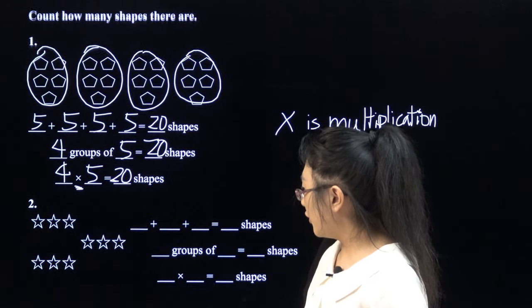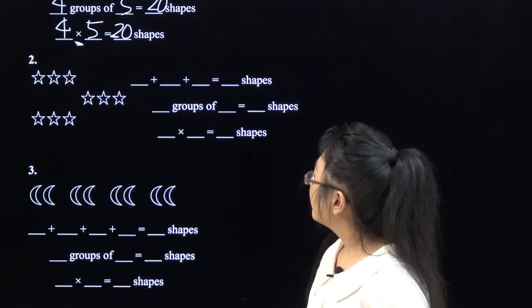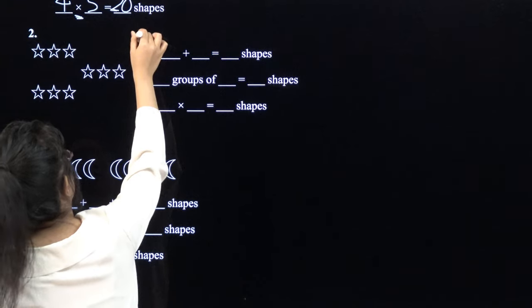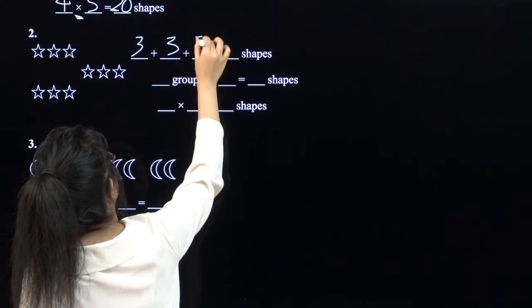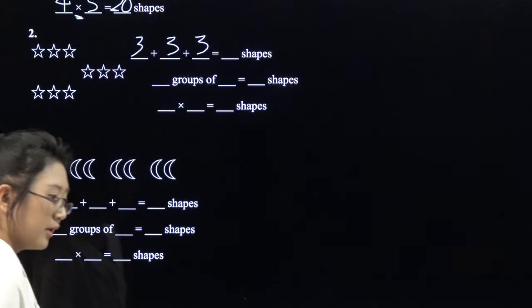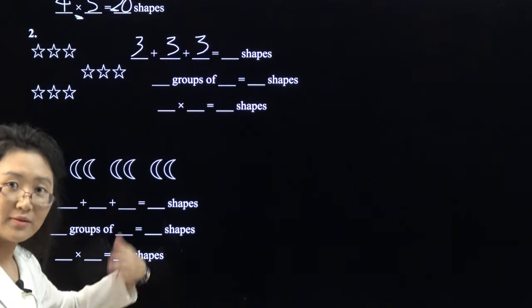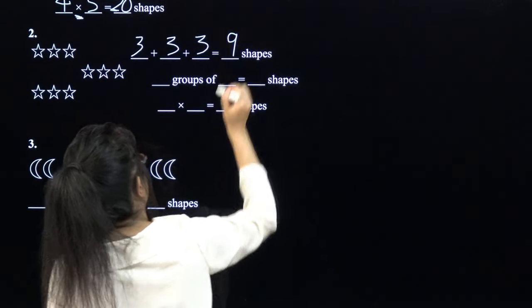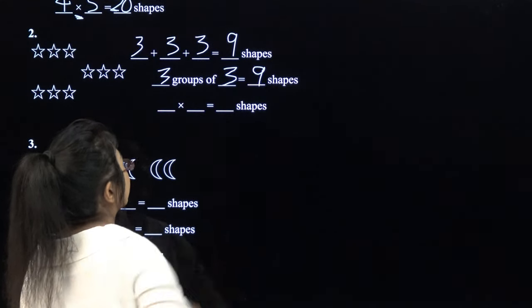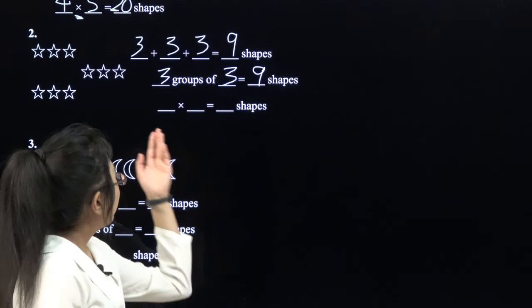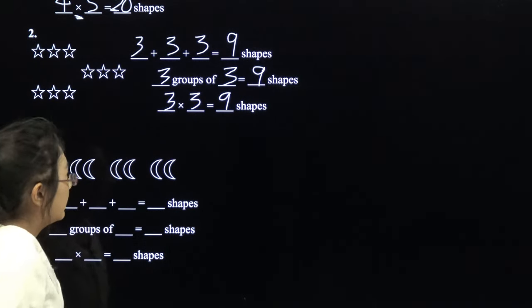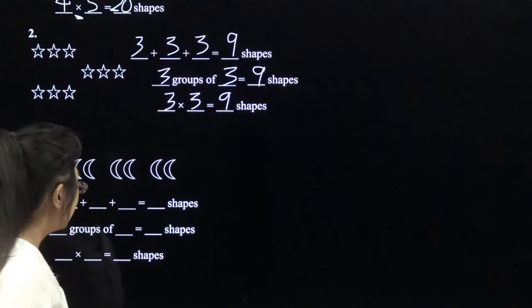Anyways, question number two, we have three groups of three stars. So 3 plus 3 plus 3 is equal to how many shapes? 3 plus 3 plus 3 is 6 plus 3 is 9 shapes. But this also means that 3 groups of 3 is 9 shapes. And that means that 3 times 3 is equal to 9 shapes. Now can you see where the repeated addition is coming in?